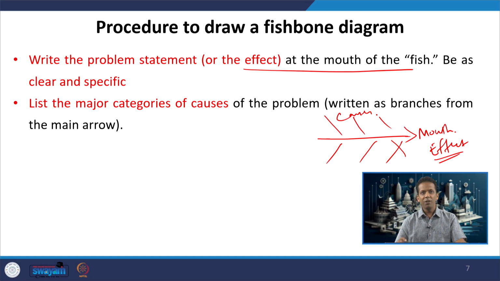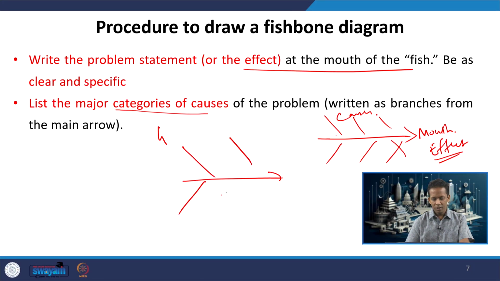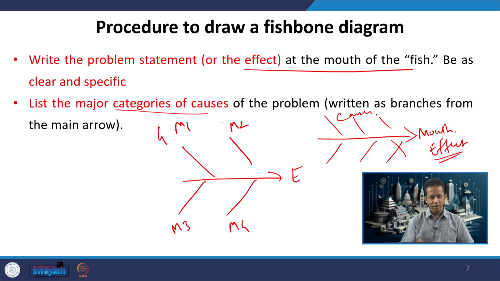Once you have written the effect, you prepare the major categories of causes. Suppose we have 4 major categories of causes. Then there will be only 4 branches like this, because these are the 4 categories. Let me call them M1, M2, M3 and M4. This is the effect, and now these are the causes. Now we have prepared the fishbone diagram with the effect at the mouth and the categories of causes on the skeleton side. Now we need to list down all the causes and find which cause falls under which category.